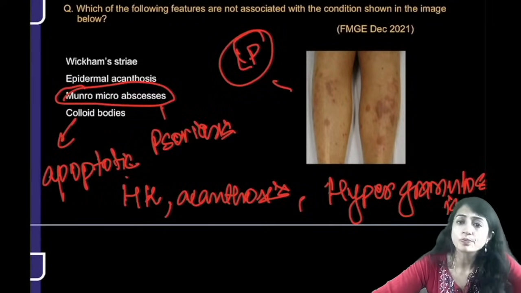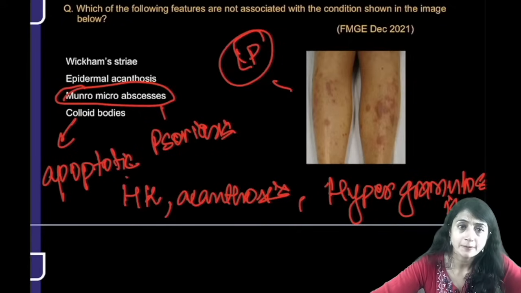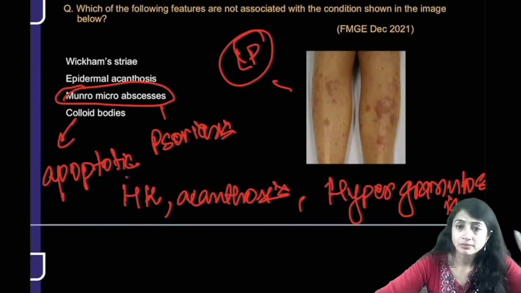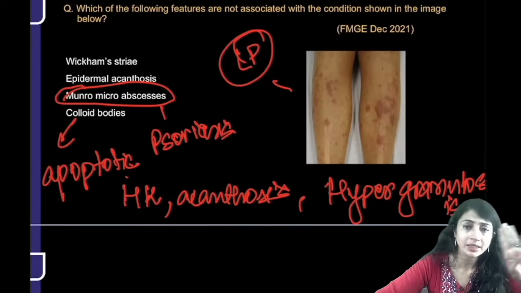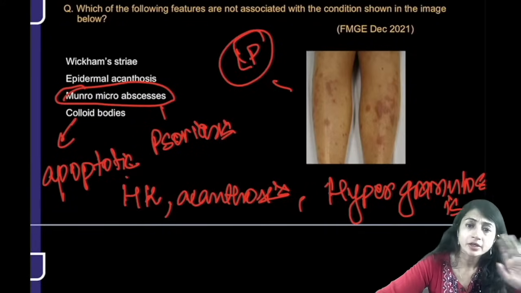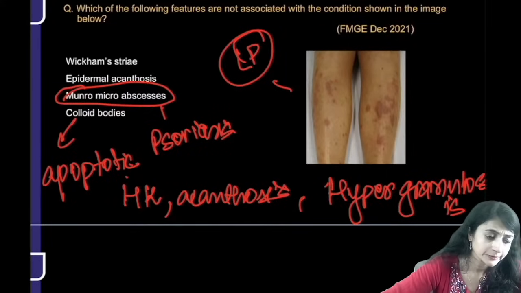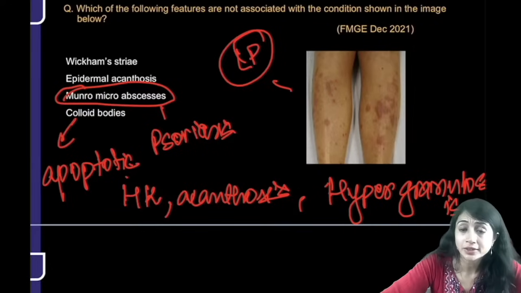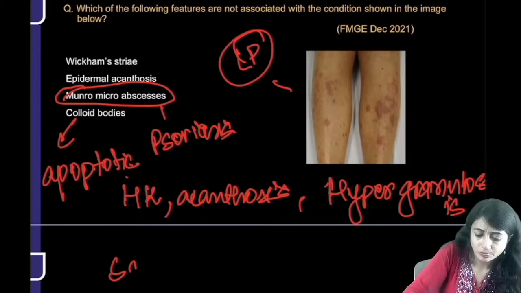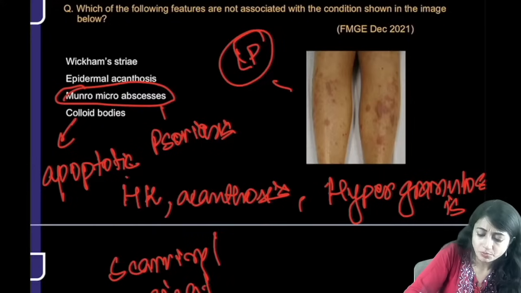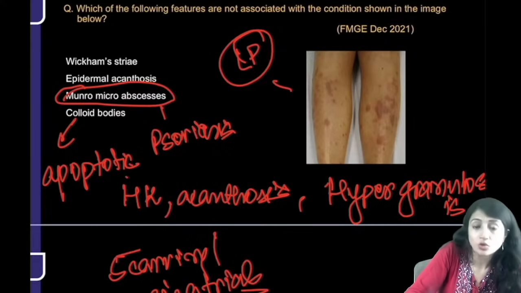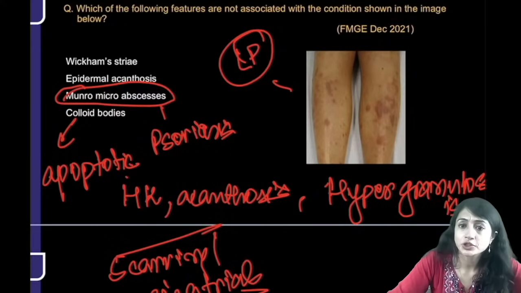What kind of alopecia do I see with lichen planus? Lichen planus can affect my skin, my mucosa, my hair, my nail, everything. In hair, what kind of alopecia does lichen planus lead to? Yes, Pradeep, it leads to scarring or cicatricial alopecia. So lichen planus and DLE are the two most important causes of scarring or cicatricial alopecia.